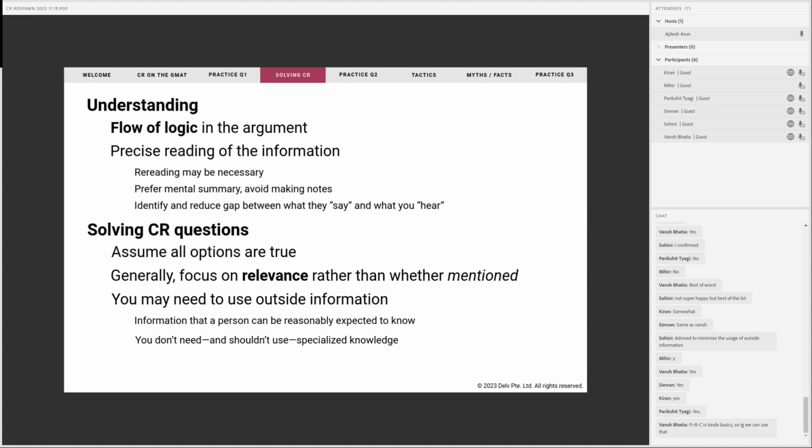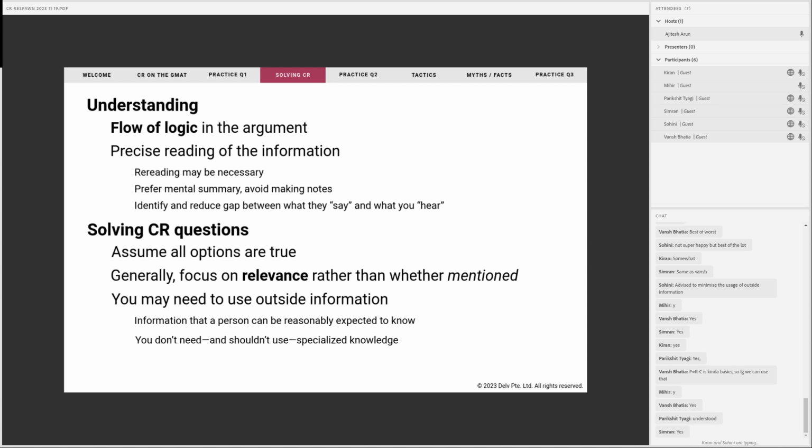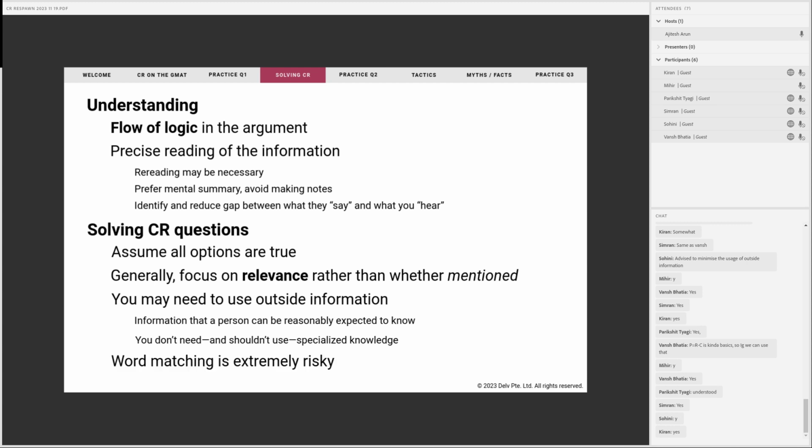Quick check. Is everyone comfortable with this? Okay, I've got a few yeses. Parikshit is also confirming. Simran and Shohini. Kiran, perfect. Just one more point before the next question.